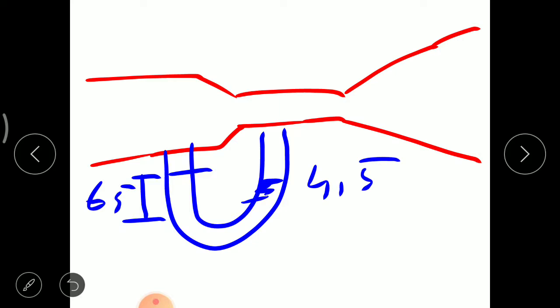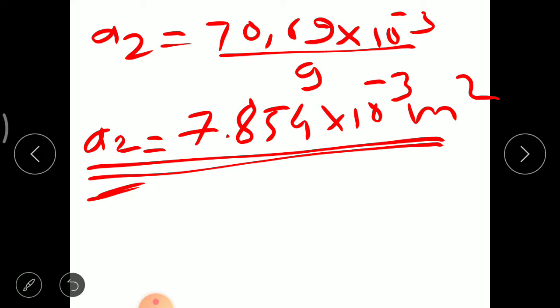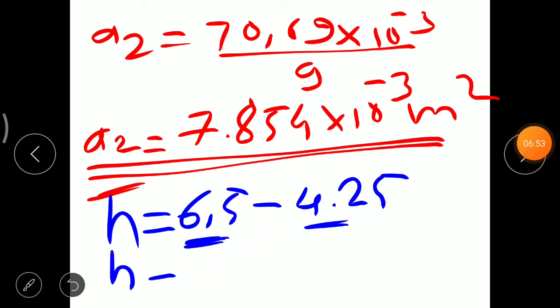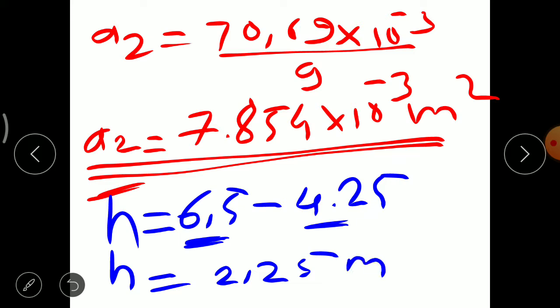Now we will calculate the difference of pressure head, H. H is equal to 6.5 minus 4.25. OK, what is this value? It is the height rise of mercury in the manometer, maximum minus minimum, so we subtract the two pressure heads, and we can calculate the value of H here. H is equal to 2.25 meter. This is our value for the difference of pressure head.